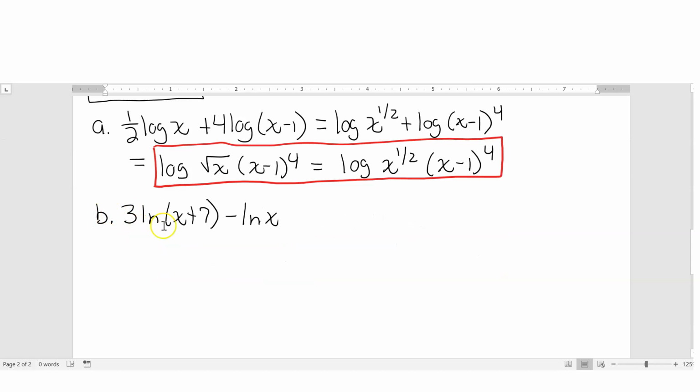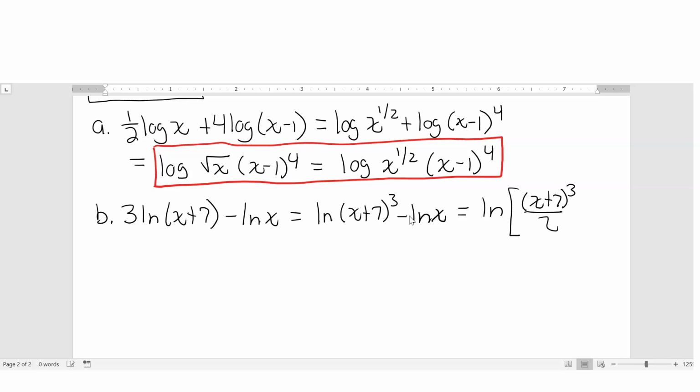Part B, we have 3 times natural log of x plus 7 minus natural log of x. Now this second term does have a coefficient of 1, which is fine, but this one does not. So again, where we'll start is we're going to use the power rule in reverse. This will be natural log of x plus 7 cubed minus natural log of x. And now, because of the subtraction symbol you see here, I'm going to use the quotient rule. And so we can express the condensed expression in this form. Natural log of x plus 7 cubed divided by x.